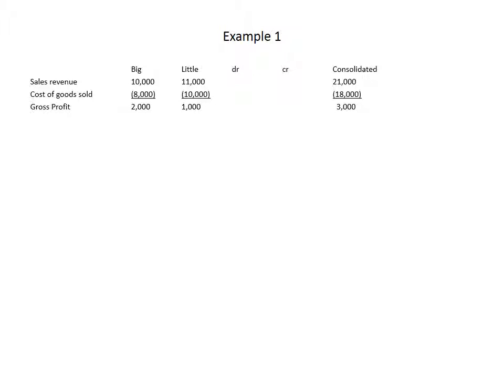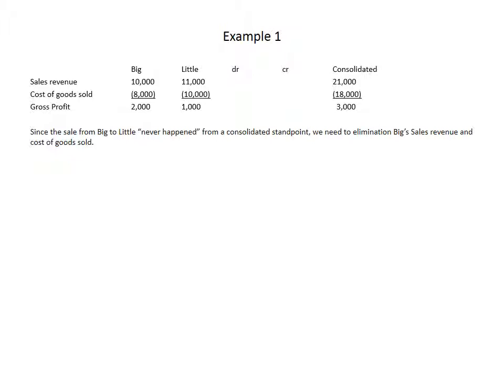And if we simply added them across, we'd have sales revenue 10,000 plus 11,000, 21,000, cost of goods sold 8,000 plus 10,000, 18,000 for a gross profit of 3,000. So we have the same gross profit, but again, the problem is we're, in a sense, almost double counting sales revenue and cost of goods sold. The intercompany sales revenue, the revenue that Big had from selling to Little, has to be eliminated, and Big's cost of goods sold has to be eliminated as well.